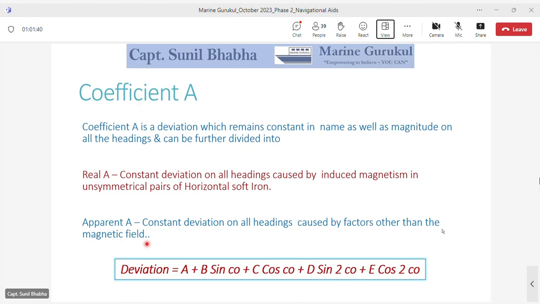So beta, before I proceed ahead explaining these, any doubts up to here? Yes, sir. This real A and apparent A has not cleared, sir. Okay, it will be clear now, beta.